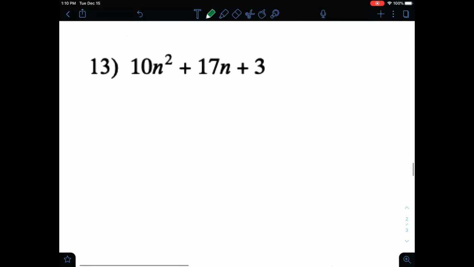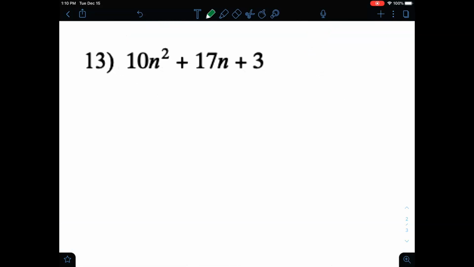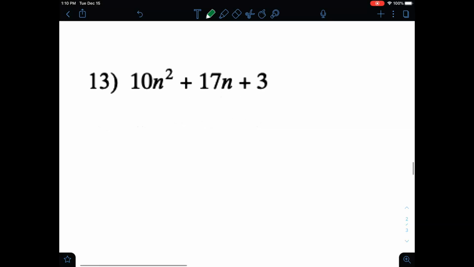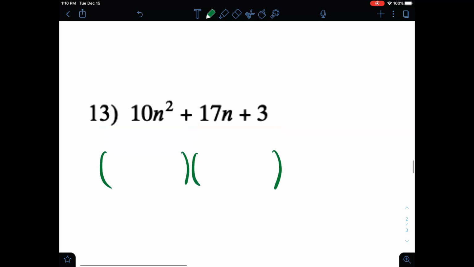All right, sounds good. Now, number 13 and 14 are a little bit trickier because we have factors that are going to multiply to 10n squared. We have a couple different combinations there. We have 10n times n or 2n times 5n. Let's just try 2n and 5n for now. We just got to kind of guess and check.